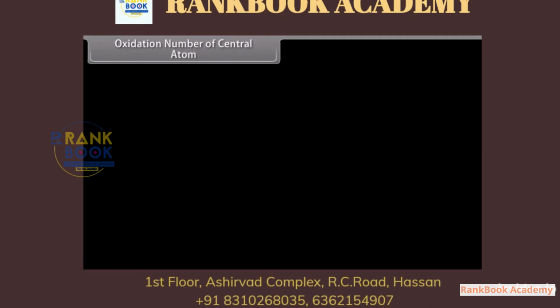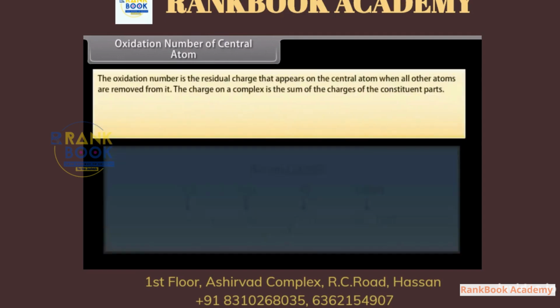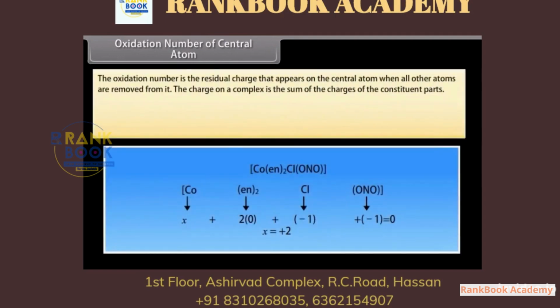Oxidation number of central atom. The oxidation number is the residual charge that appears on the central atom when all other atoms are removed from it. The charge on a complex is the sum of the charges of the constituent parts. The sum of charges of the constituents is equal to 0 if the complex is neutral.